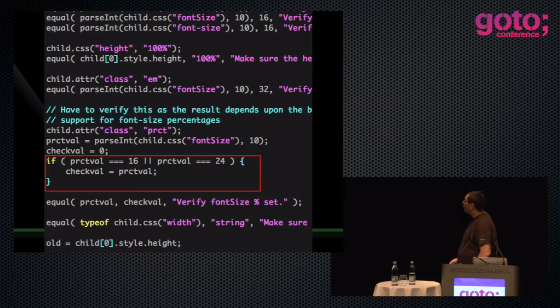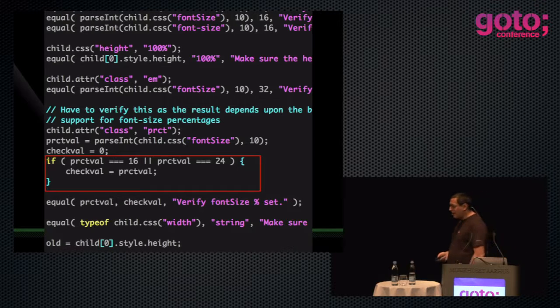Here's another example from a different test. This is checking the percentages of working with CSS in different browsers. They even put a comment: have to verify this as the result depends upon the support that the browser has for font size percentages. If you have to put a comment in, first of all, it probably should be a different test with a good name. But second, that if could also have a bug, right? It looks really innocent, but if you've had more than 3 days experience as a developer, you know that even 3 lines of code that look very innocent might have a very uninnocent bug.